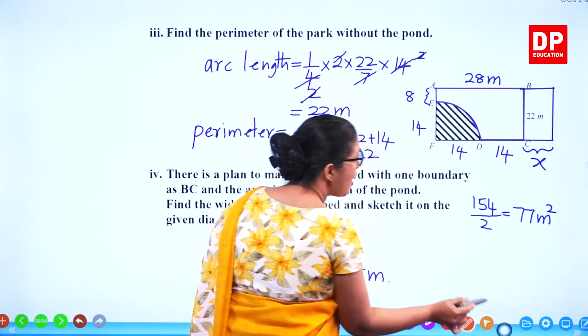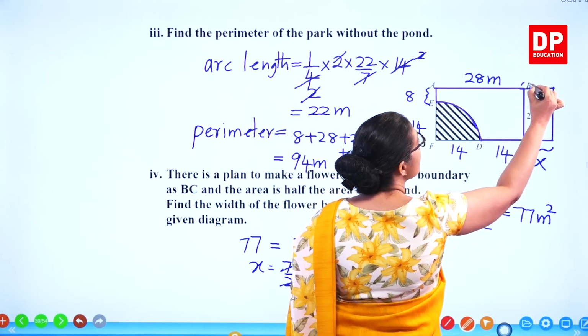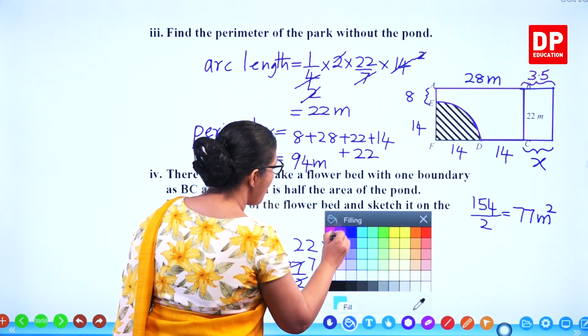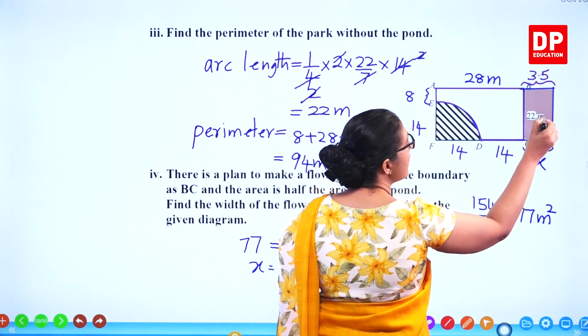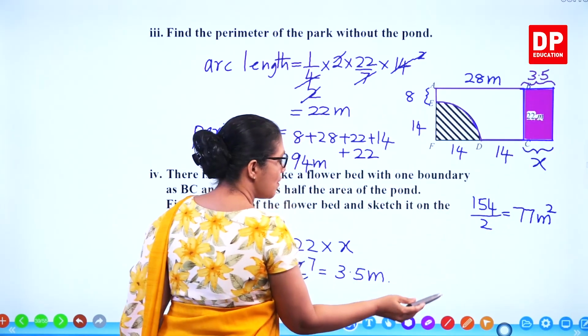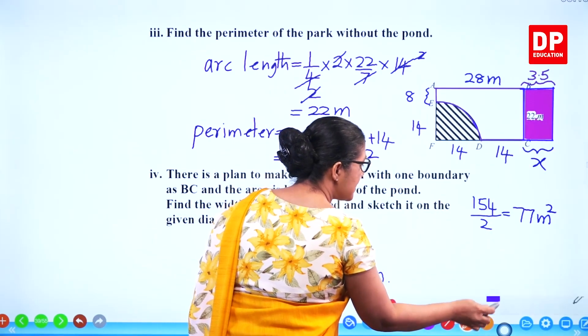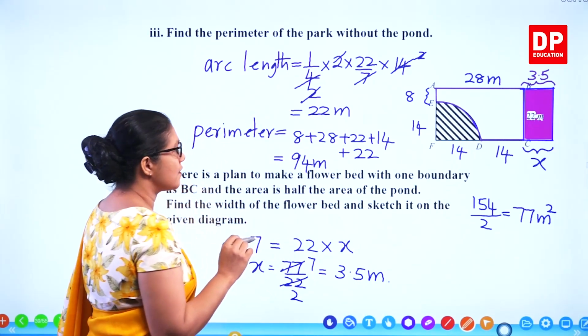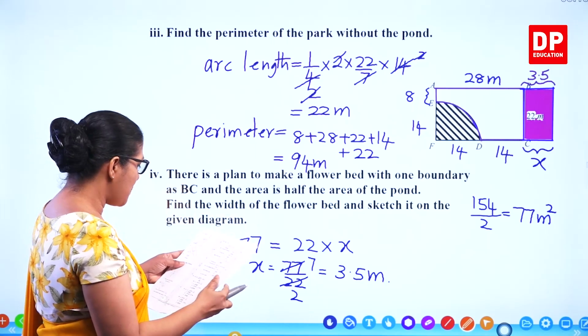So you can mark it here. This length is 3.5. So we can show the flower bed in pink color. So this is the flower bed. So the width is 3.5 meters.